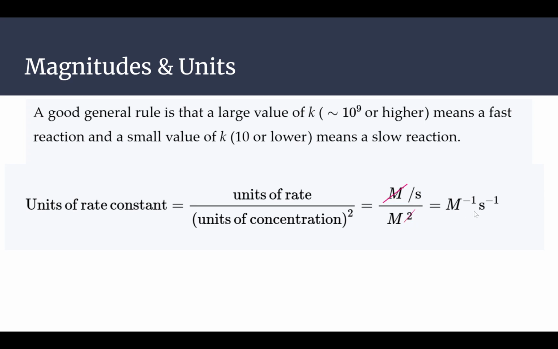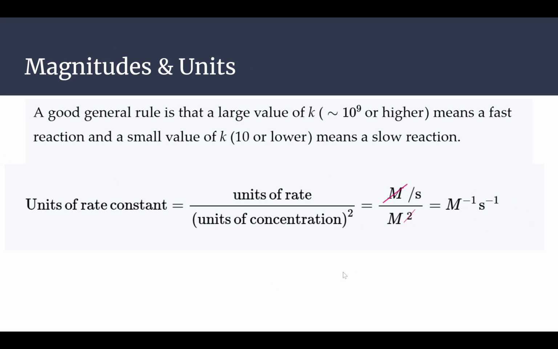And so by canceling it out, you get M to the negative 1 and s to the negative 1. Your seconds will almost always be to the negative 1, so that's good to keep track of. But for example, if this was a first order reaction, you would just have M to the 1, and the M's would just cancel out, and your units for that rate constant would just be s to the negative 1.